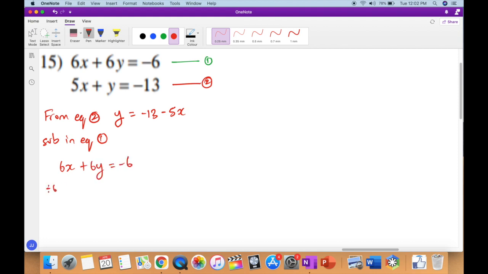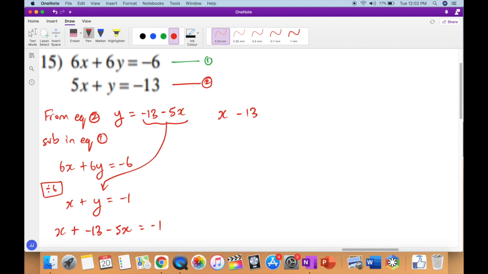Of course, I can divide by 6, giving me x plus y equals negative 1. And now I could easily substitute y in there to get x plus negative 13 minus 5x, and that is equal to negative 1. Right? So now let's just simplify. X minus 13 minus 5x is equal to negative 1. Negative 4x minus 13 is equal to negative 1.